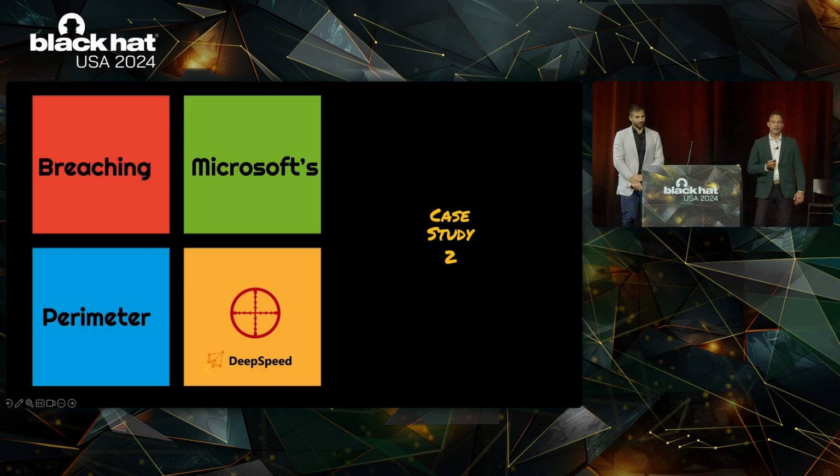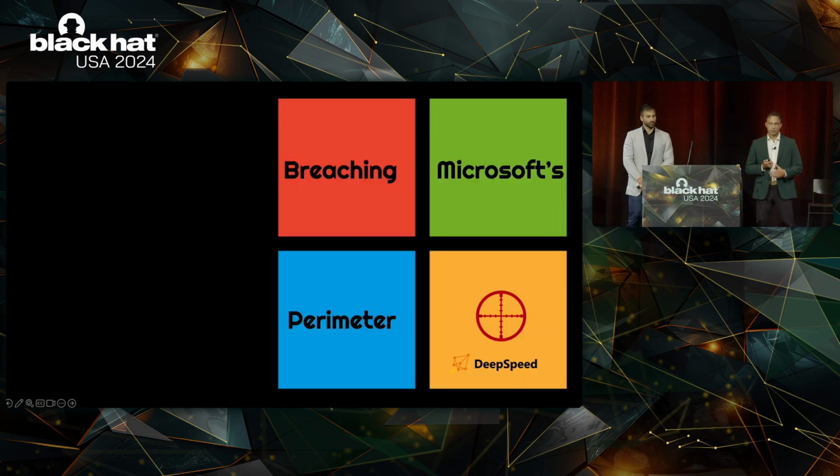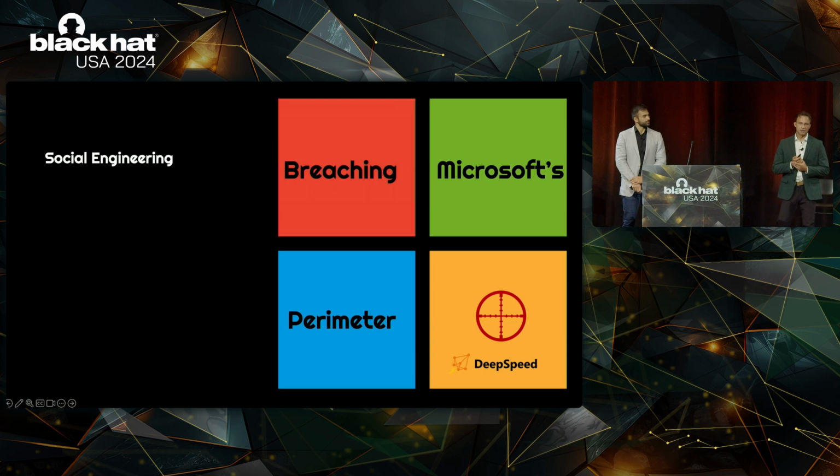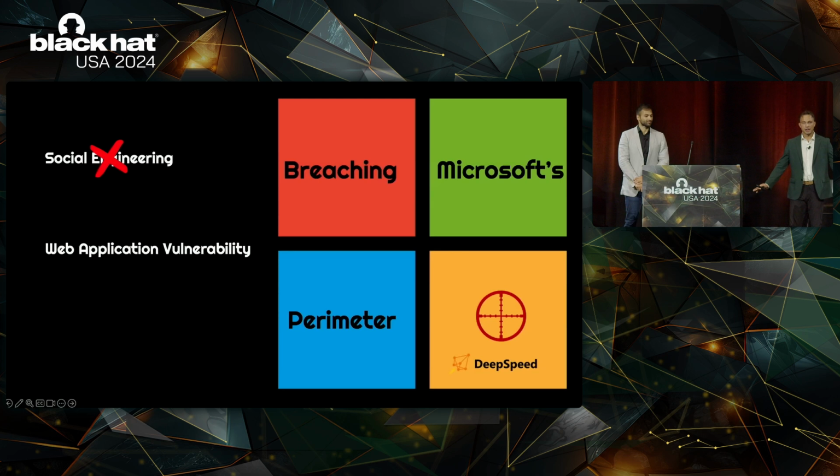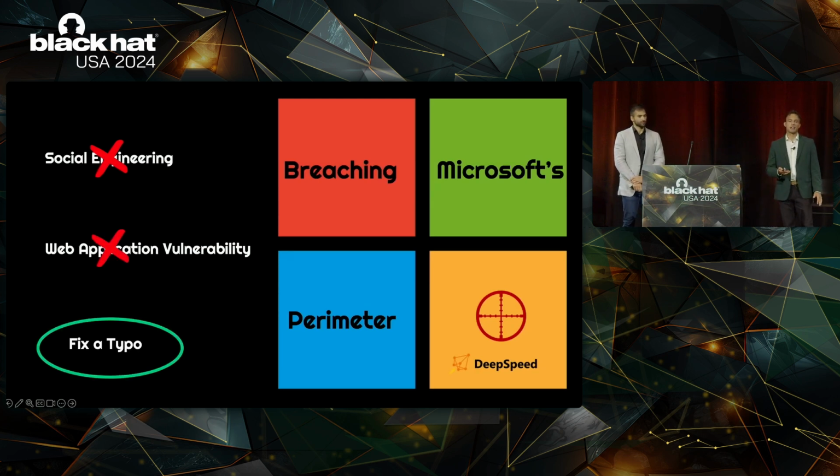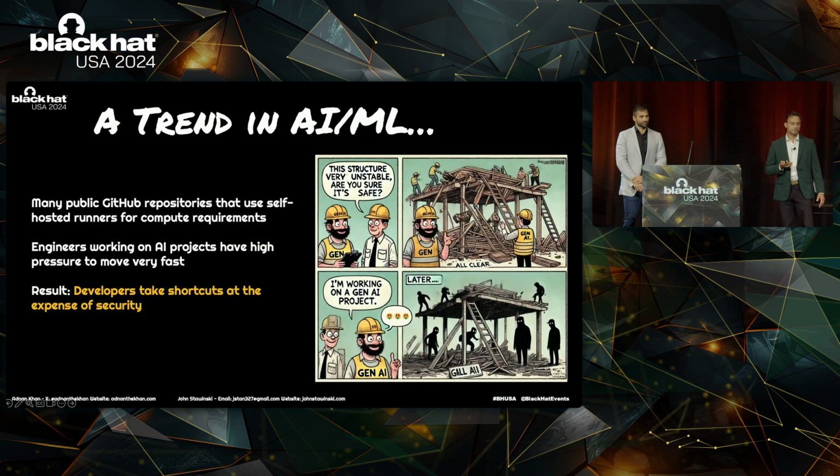Yeah, so that last attack required fairly advanced CI/CD knowledge to exploit, right? So it's not something that the opportunistic attacker could do in an average day. This next case study is extremely easy. We're going to talk about how we breached Microsoft's perimeter by abusing GitHub Actions misconfigurations in Microsoft DeepSpeed. To breach Microsoft's perimeter, back when we executed this attack, you didn't need to do any sort of social engineering, no picking up the phone. You didn't need to exploit a web application vulnerability. All you had to do was fix a typo. And by fix a typo, we mean become a contributor.